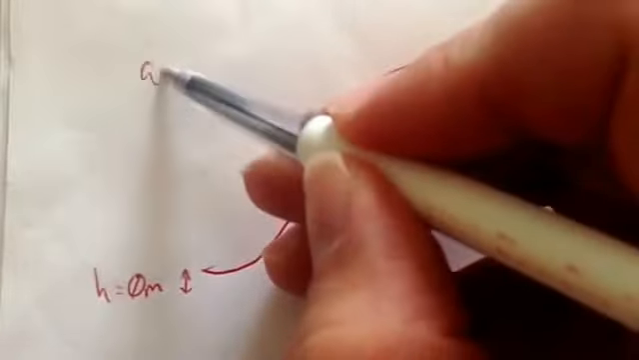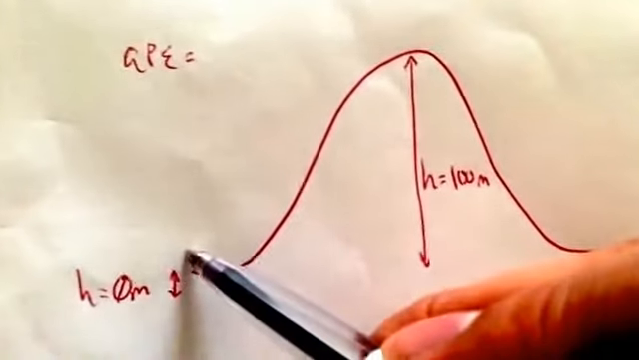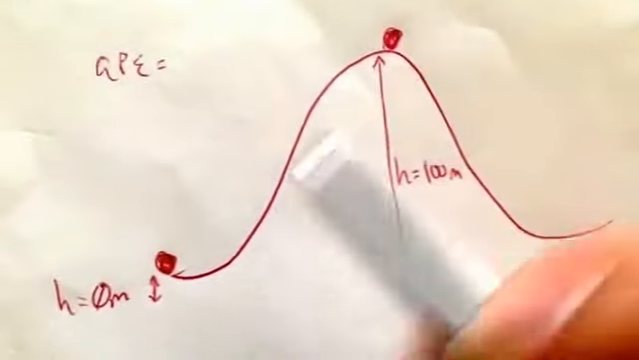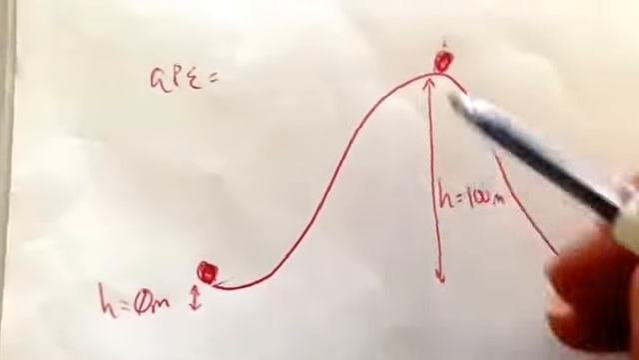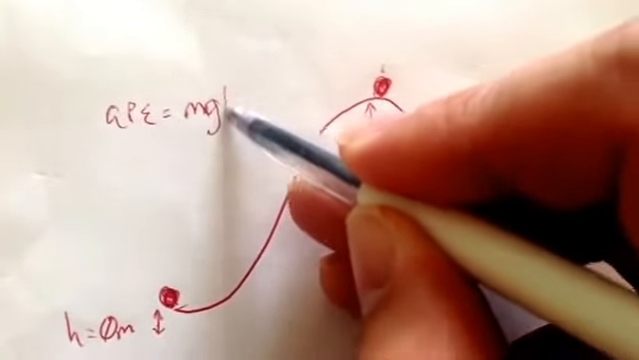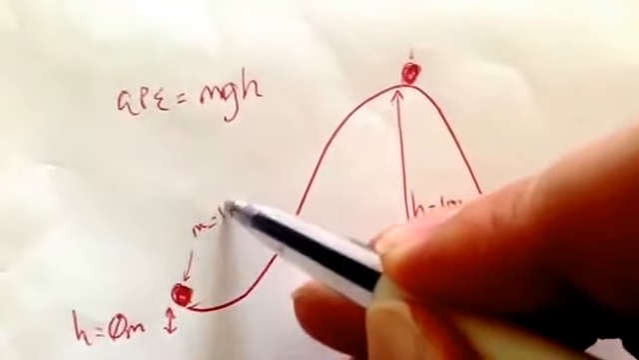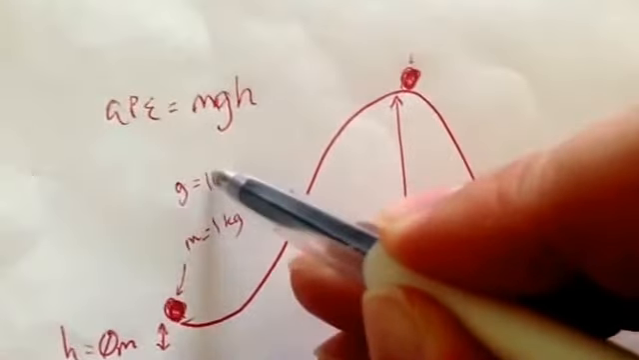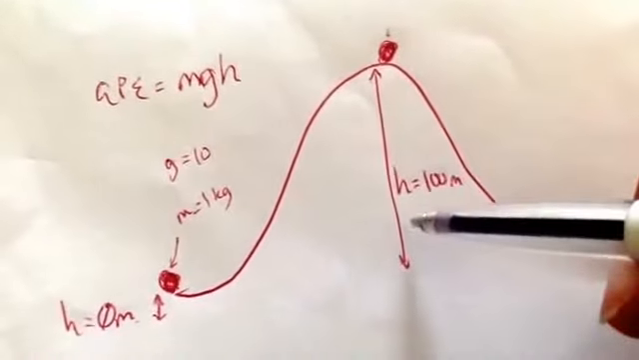Just one last note. Gravitational potential energy is the energy to do with gravity, and if you have a ball, let's say at the bottom of a mountain and one at the top, or a hill, the gravitational energy will be greater at the top, because the height is bigger. Remember, GPE equals mass times G times H. So let's say the mass of the ball is 1 kilogram, and G we know is about 10 on Earth, and the height at the bottom is 0, but the height at the top is 100.